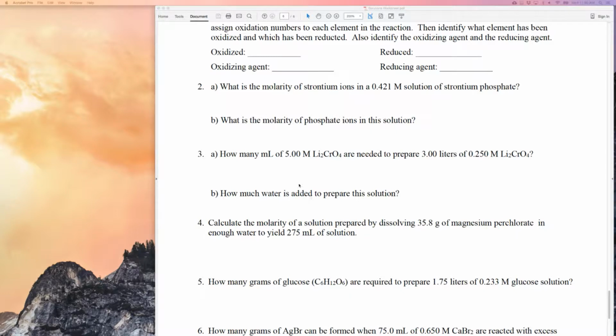Number 2 says, what is the molarity of strontium ions in a 0.421 molar solution of strontium phosphate? What is the molarity of phosphate ions in this solution? This is an example very similar to what you're going to see on the homework and also potential types of questions in the assessment. Again, this is another example where stoichiometry and nomenclature are involved, or just being able to determine the ratio in a chemical compound.